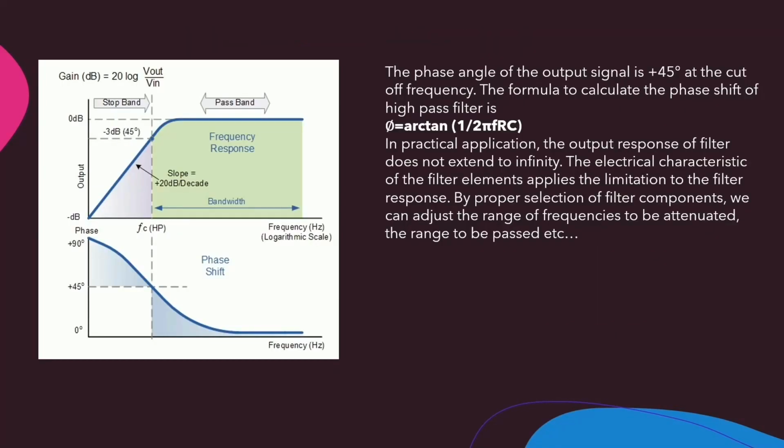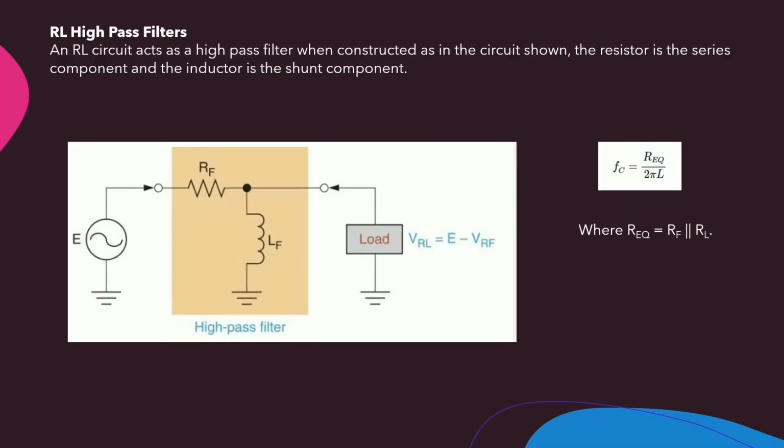The phase angle of the output signal is plus 45 degrees at the cutoff frequency. The formula to calculate the phase shift of the high-pass filter, as denoted before, is the arctangent of 1 over 2 pi fRC. In practical application, the output response of the filter does not extend to infinity. The electrical characteristics of the filter elements apply a limitation to the filter response. By proper selection of filter components, we can adjust the range of frequencies to be attenuated, the range to be passed, etc. An RL circuit acts as a high-pass filter when constructed as in the circuit shown below.